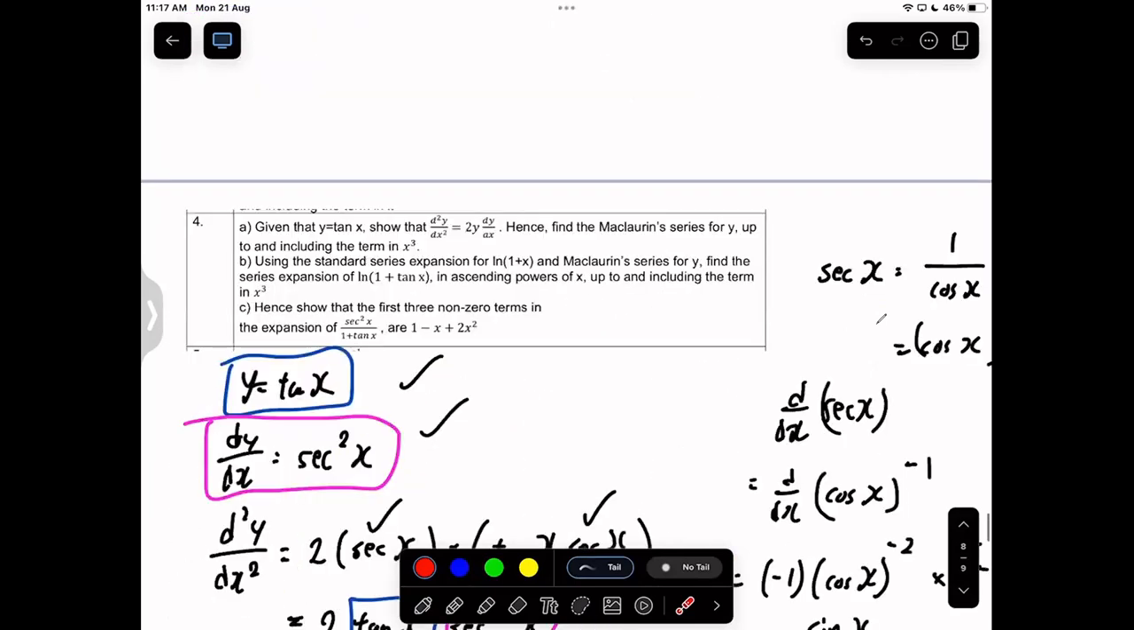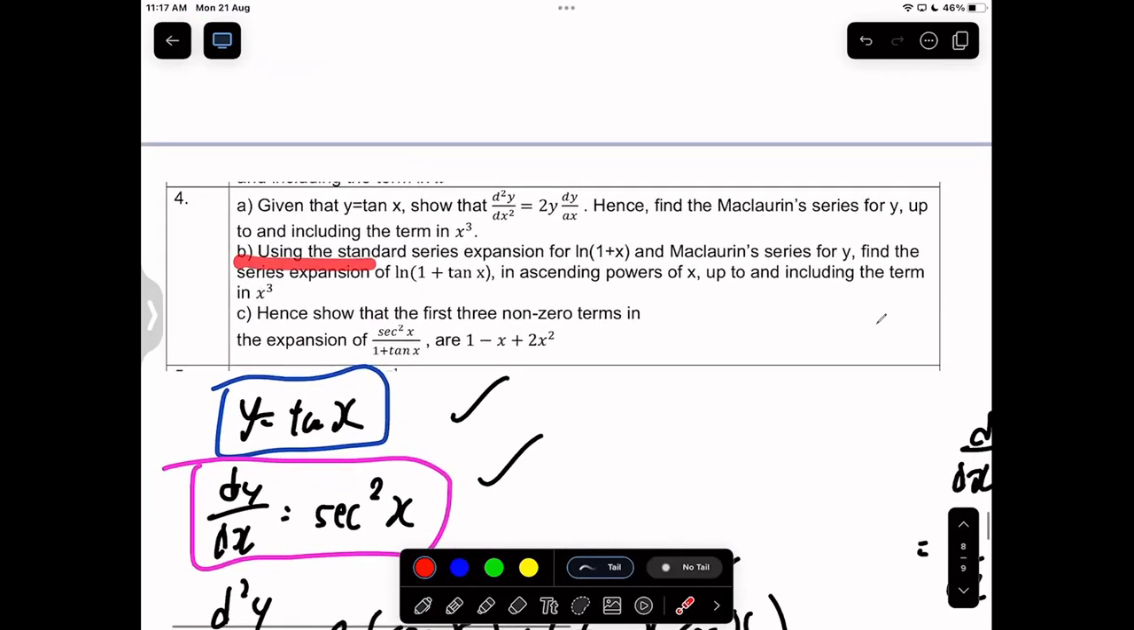Next one. By using the standard series expansion for ln(1 + x) and Maclaurin series for y, find the series expansion of ln(1 + tangent x) in ascending powers of x up to and including the term in x cubed. So ln of 1 plus tangent x, what does that mean?